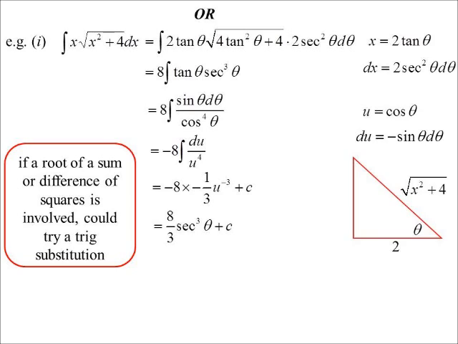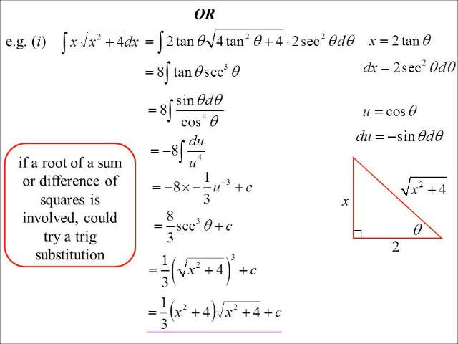Well, here's my triangle. I know x is equal to 2 tan theta. So I can refer to theta and go tan is x on 2. The hypotenuse becomes the square root of x squared plus 4. So now if I need to substitute in for sec theta, I can read off my triangle. Sec theta would be hypotenuse, the square root of x squared plus 4, over adjacent, which is 2. So it's over 2 cubed, which is 8, cancelled with that 8, and we've ended up with the same answer.